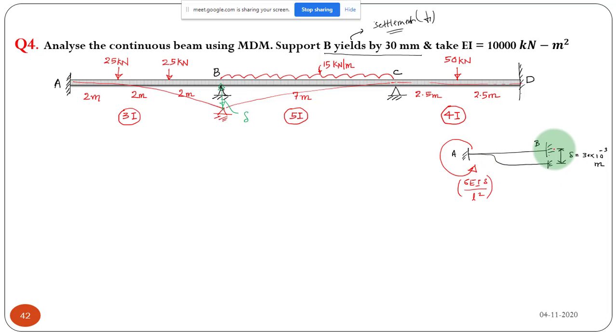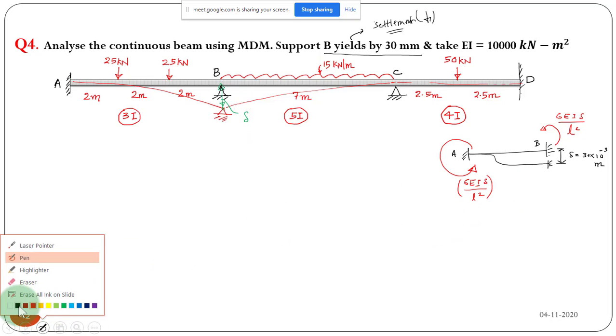And here also, we will be having the right support. If it is settling down, then the moment should be anti-clockwise. We have derived this as 6 EI delta by L square. So now I have the additional moment due to delta in this span AB. I just have to find out the value of 6 EI delta by L square. Everything is given, we can work that out.